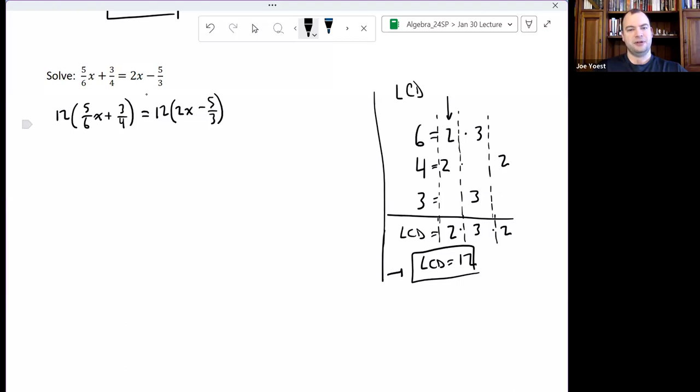So 12 times 5/6. There's a factor of 6 in the 12, and when we divide that out, we get a 2. 2 times 5 is 10. 12 times 3/4. There's a factor of 4 in the 12. 12 is 4 times 3. When we divide out the 4s, we get 3 times 3 is 9.